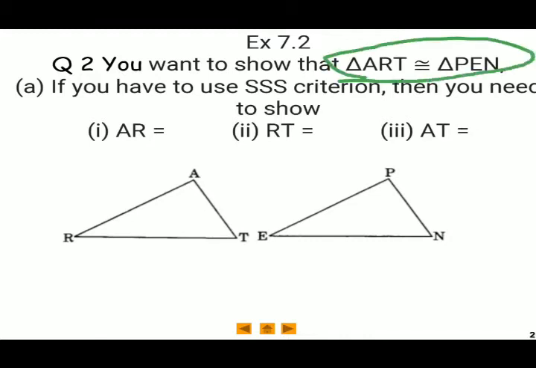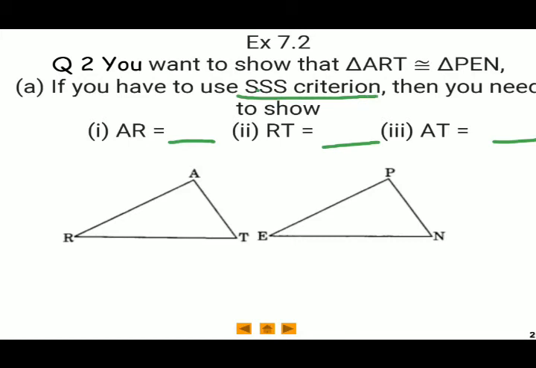Now what is given? That we have to use the SSS rule. Now here you have to fill in the blanks: AR is equal to what, RT is equal to what, and AT is equal to what. So by using the SSS rule, we can say that AR and PE are equal. So here the answer will be PE.